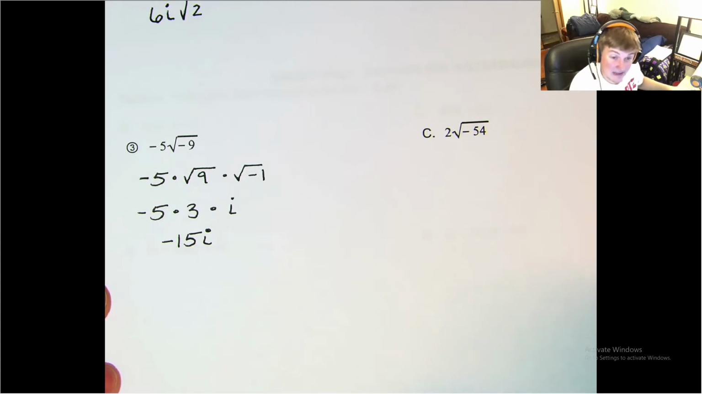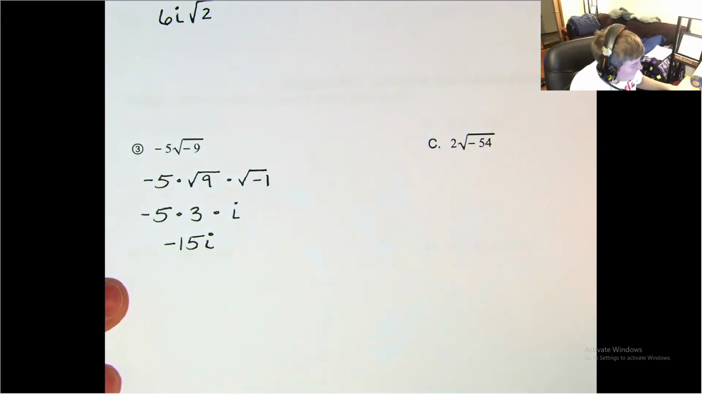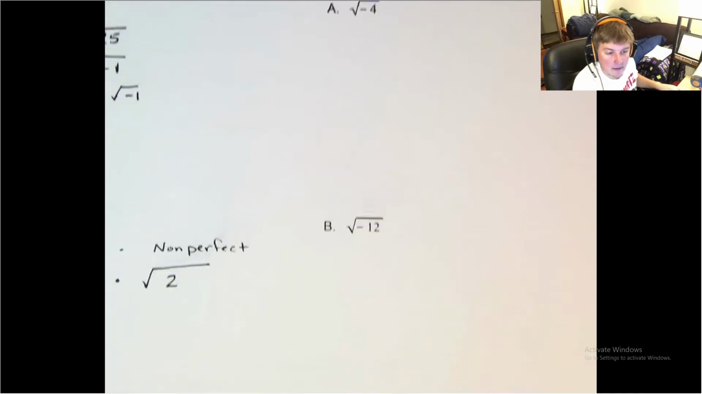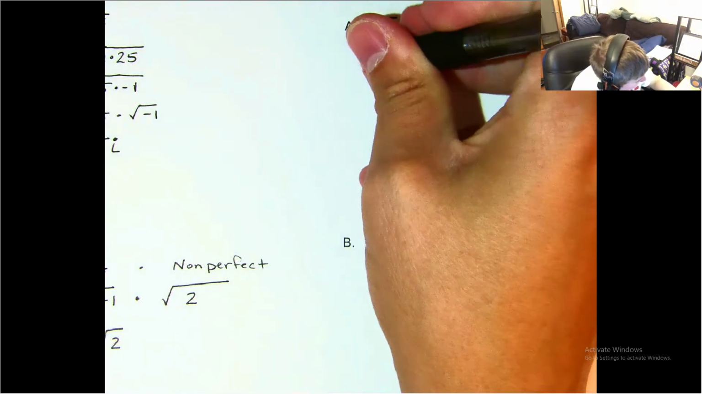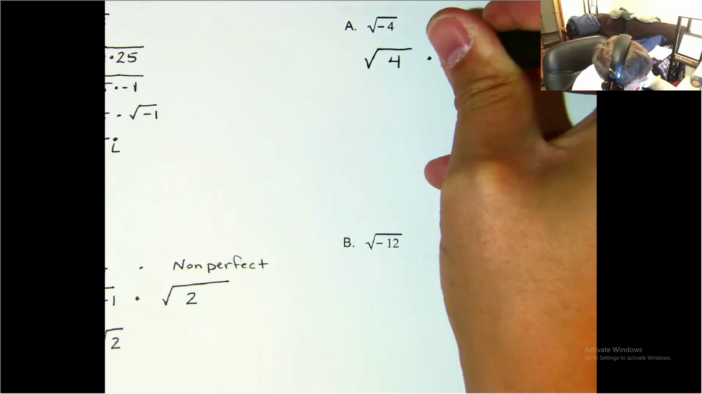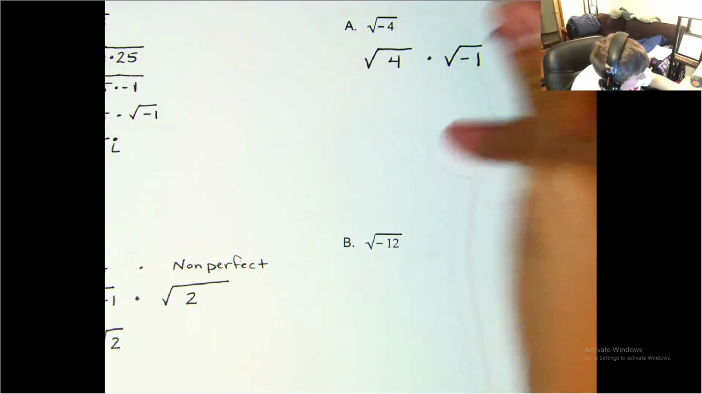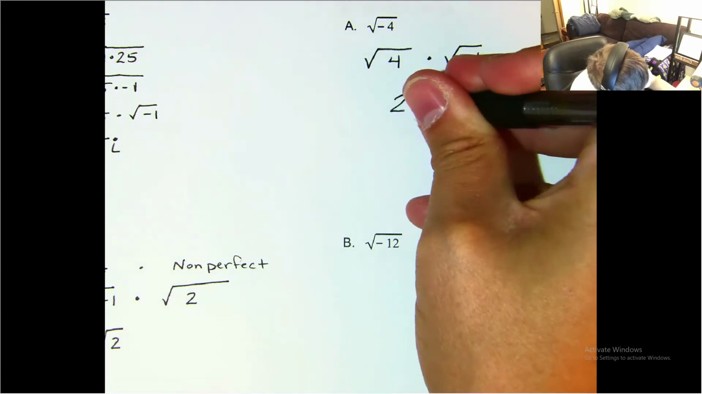So that's a learning target itself, which is simplifying square roots. Let's go ahead and see if we can try A, B, and C on our own. Okay, I'm assuming that you've already paused the video and tried these by yourself. So I'm assuming that you split this up into the square root of 4 times the square root of negative 1. The square root of 4 is 2. The square root of negative 1 is i.